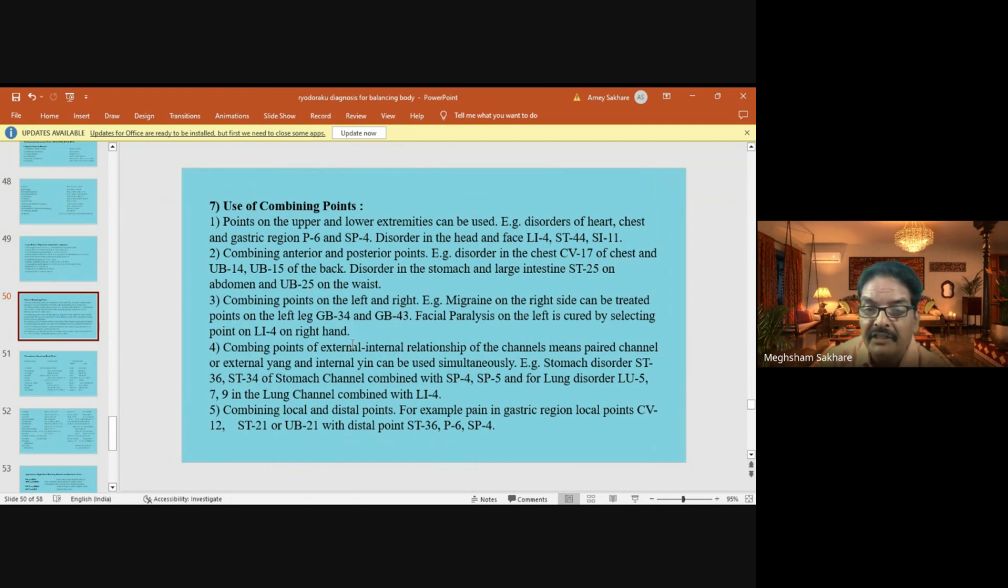Combining external-internal relationship of the channel means paired channels, or external yang and internal yin can be used simultaneously. For example, stomach disorder: stomach 36, stomach 34 of the stomach channel combined with SP4 and SP5. Or lung disorder: lung 5, 7 and lung 9 in the lung channel combined with Li4. That is, lung is combined with large intestine channel.